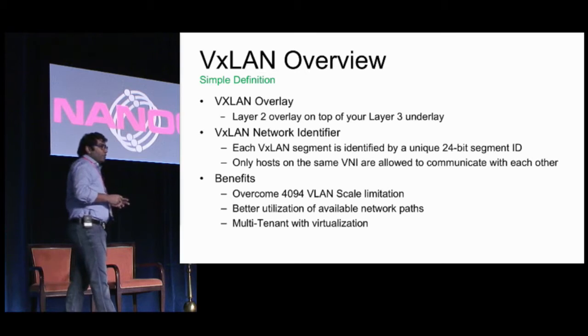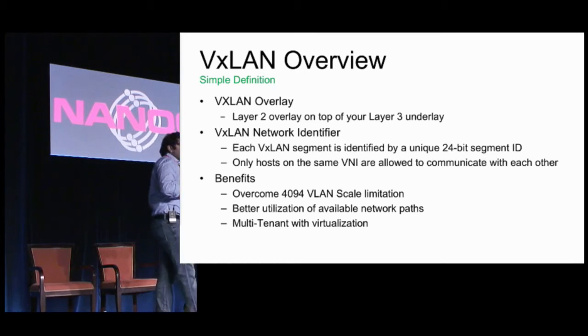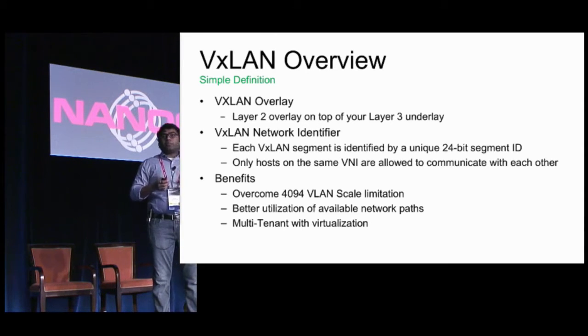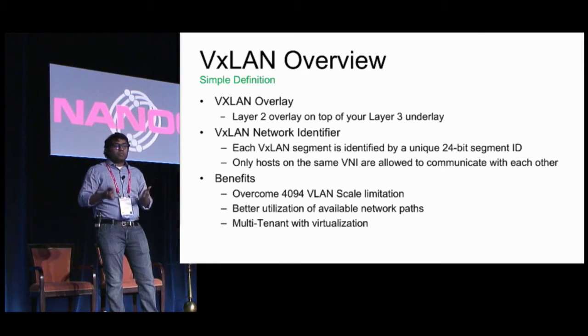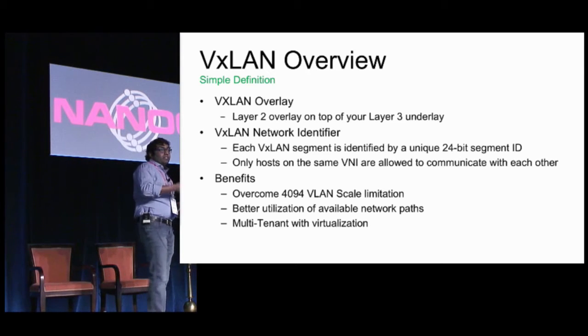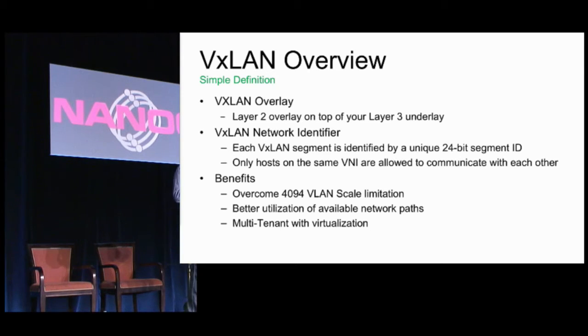The benefit of VxLAN is it has a 24-bit segment ID, which uniquely identifies the segment and can help you scale the network. So you don't have the limitation of 4094 VLANs that you used to have with regular VLANs and spanning tree protocols. At the same time, you also get the benefit of ECMP paths with underlay IP routing.